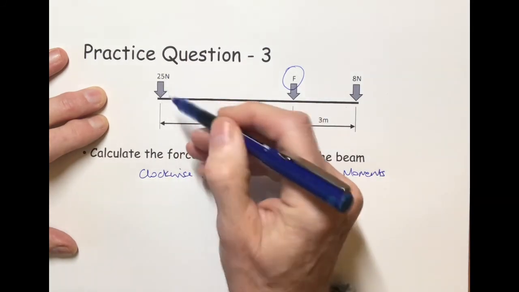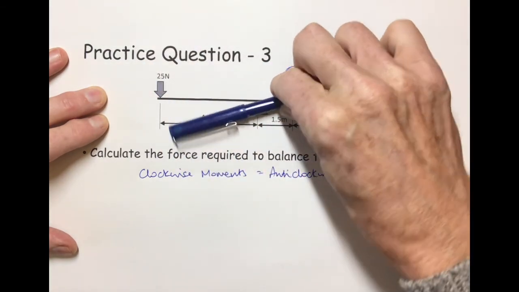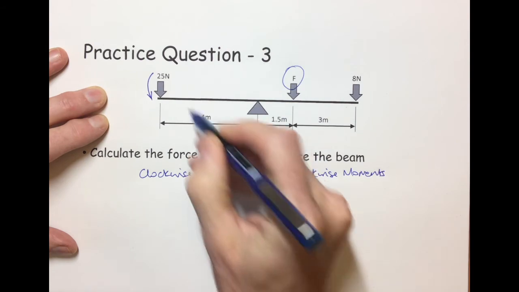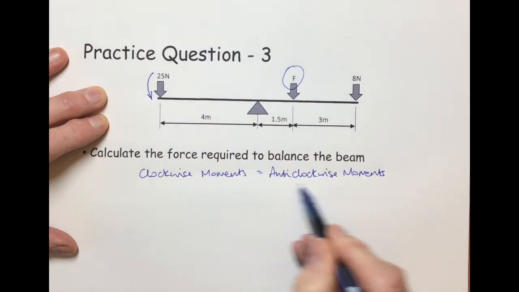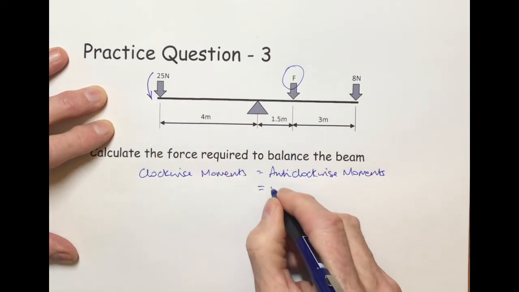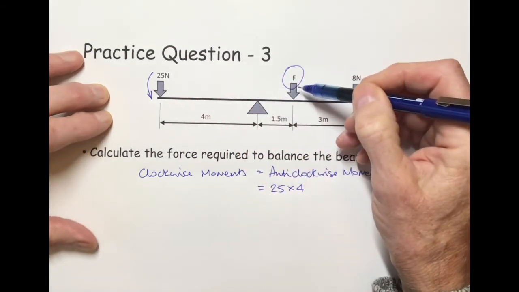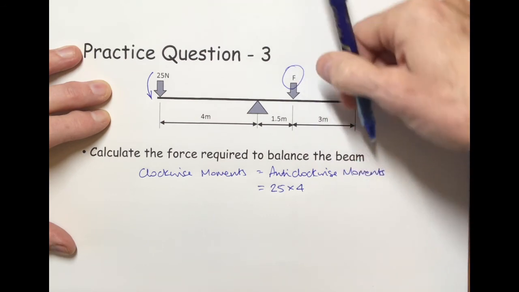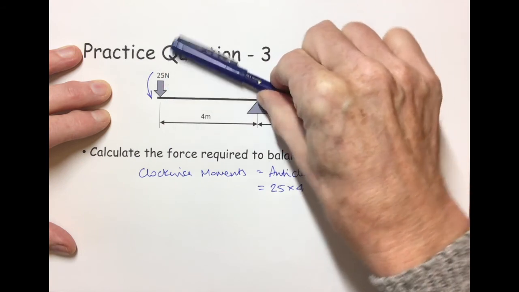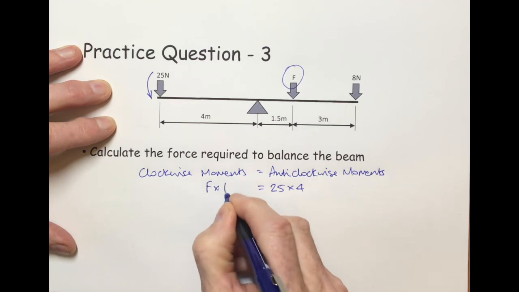So this is the first force here, and that's obviously going to push down, which means the beam will tend to rotate anti-clockwise. So put a little anti-clockwise arrow there to remind me that this part of the calculation goes on this side. So the moment there is 25 newtons times 4 meters. So put 25 times 4 there. I come to the next one along here, which is the unknown force. That's going to push down, which will tend to rotate the beam in a clockwise direction. And that's 1.5 meters from the pivot, so it's F times 1.5 here.